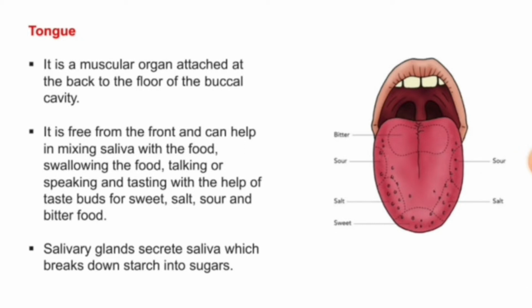Today we are going to see about the tongue and its accessories and some other parts of the human body. Tongue. It is a muscular organ attached at the back of the floor of the buccal cavity. It is free from the front and can help in mixing saliva with the food. Saliva, it has some digestive juices. The tongue helps in swallowing the food, talking or speaking, and tasting with the help of the taste buds for sweet, salt, sour and bitter food. Salivary gland secretes saliva which breaks down starch into sugars.